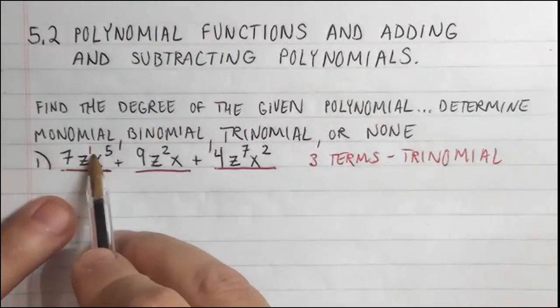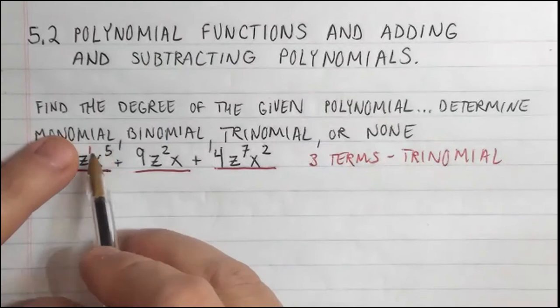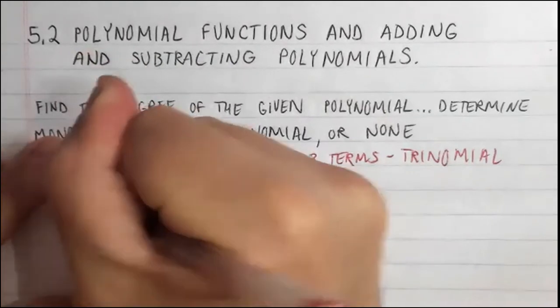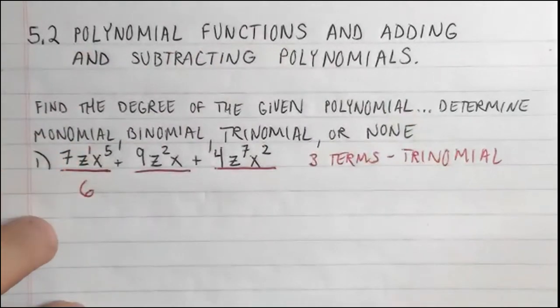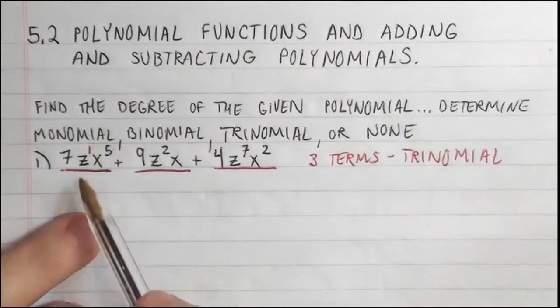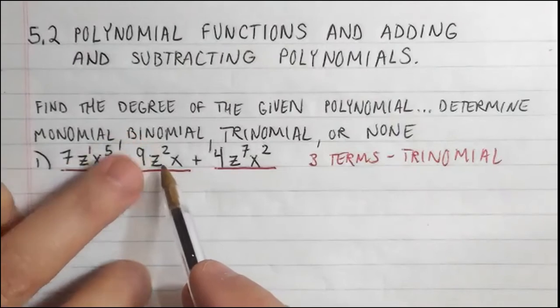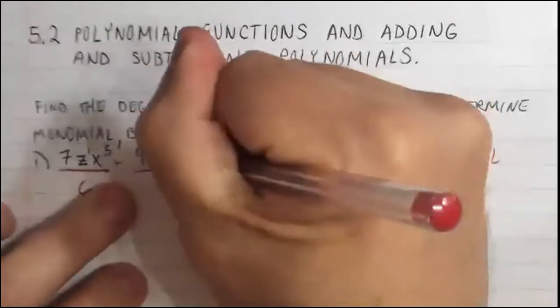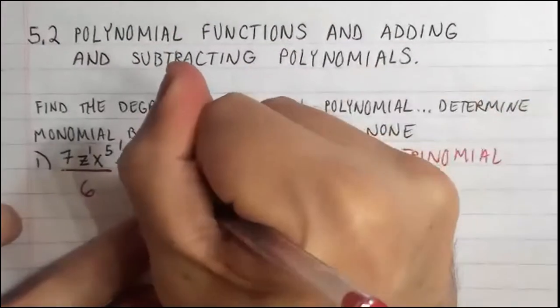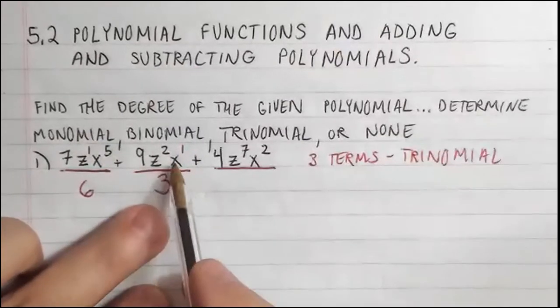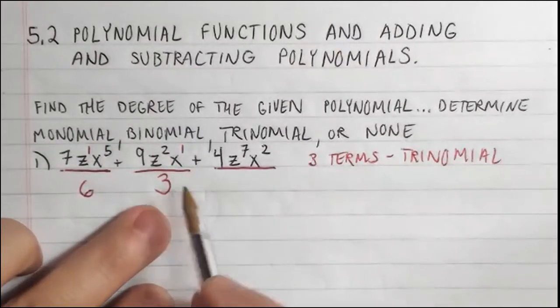There's 1 here, 5 here. The 7 doesn't matter. So altogether, there's 6 exponents. So the degree of this term is 6. Let's count this one. There's 2 here. Again, the coefficient doesn't matter. 9 doesn't matter. There's 2 z's here and 1 x. So the degree of that term is 3.